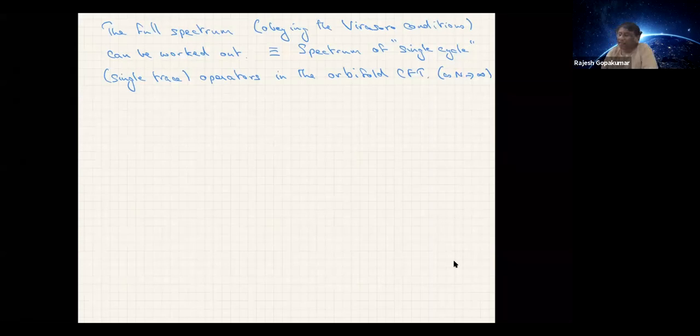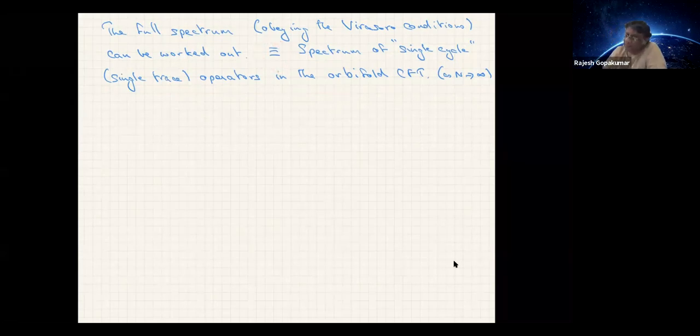And so the single trace operators in this theory are essentially the sum of all these sectors: the untwisted sector, which is W equal to 1, and then the sectors with W equal to 2, 3, 4, and so on, which are all the twisted sectors. So you can write down the spectrum of this very explicitly as n goes to infinity, and you can check this equality very directly.